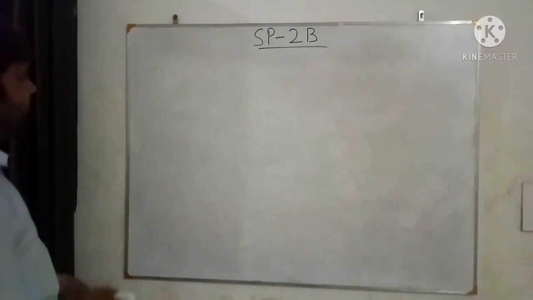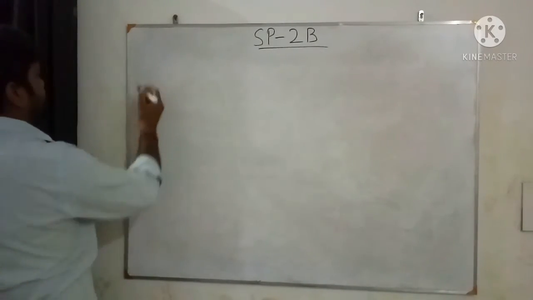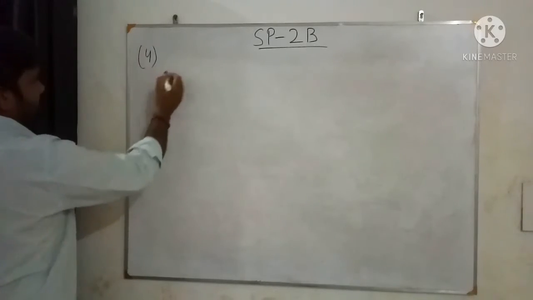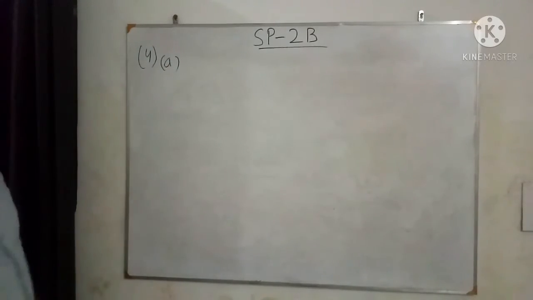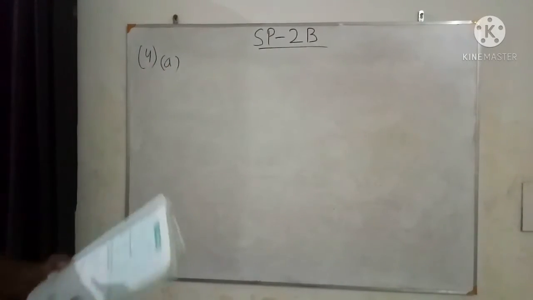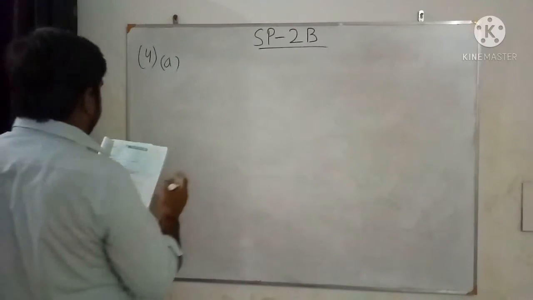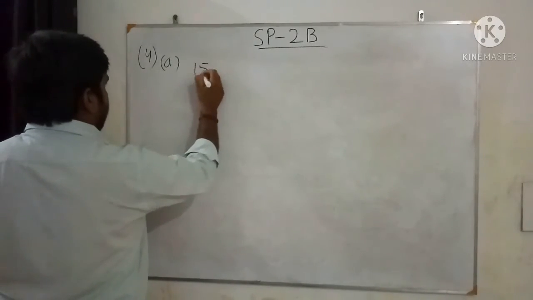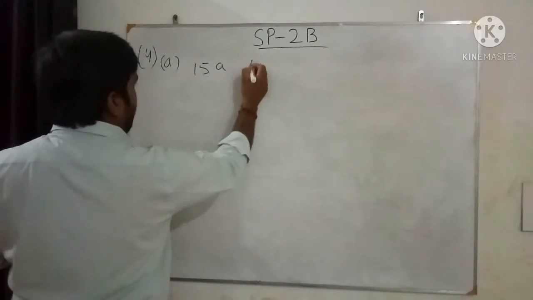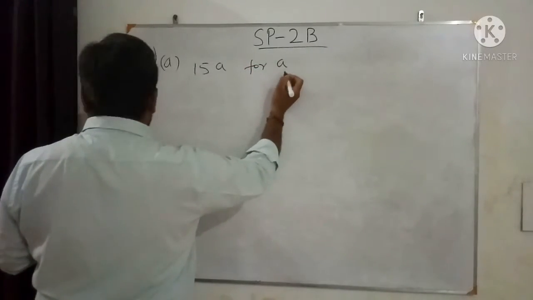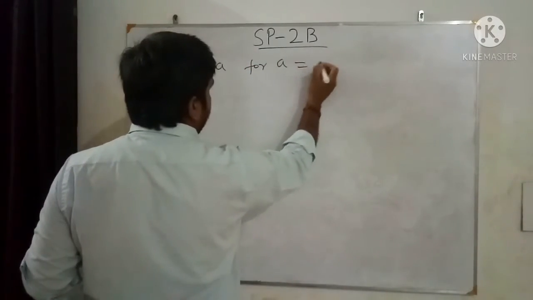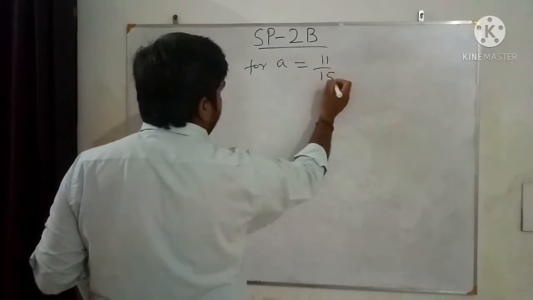Now we do question number 4. 4a. See, what does 4a say? Evaluate each of the expressions and write each answer in the simplest form. Here we have to evaluate 15a. Find the value of 15a for a equals 11 by 15.